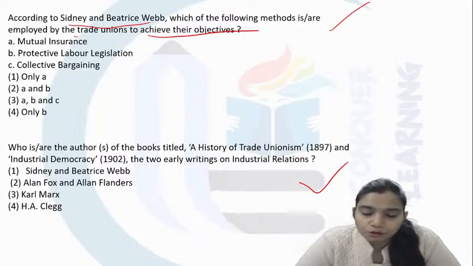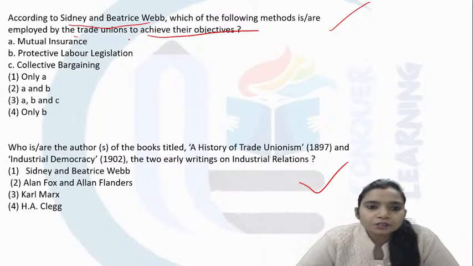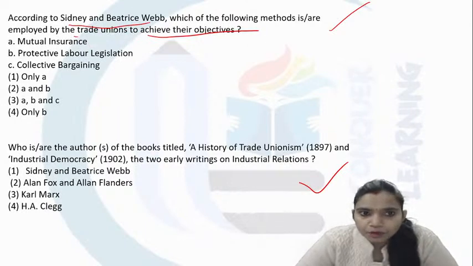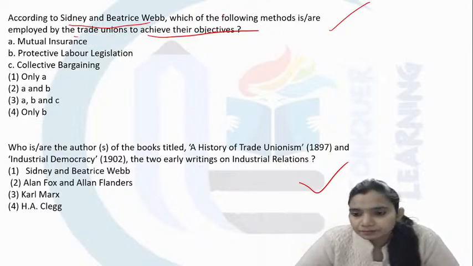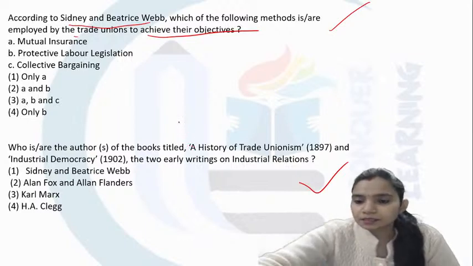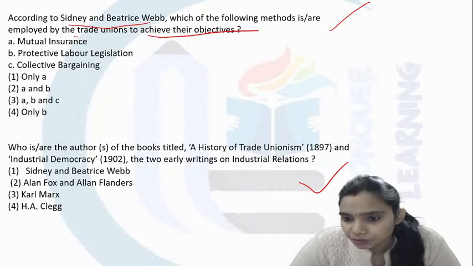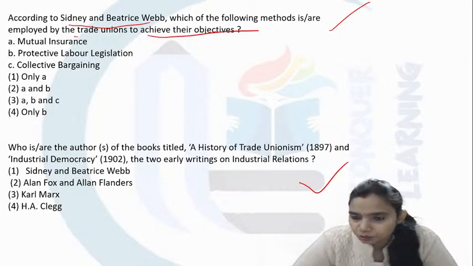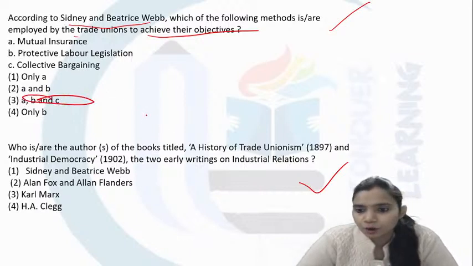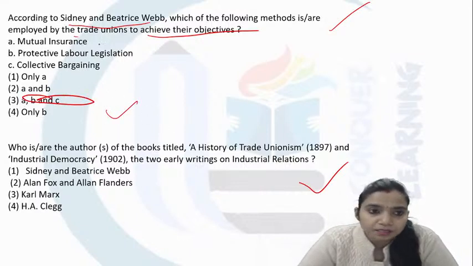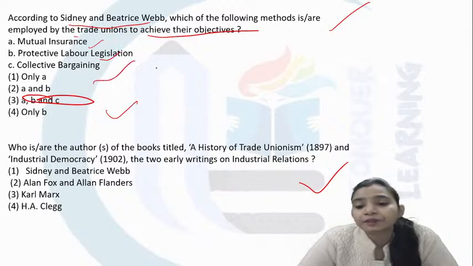Which options are they? Just now we studied. According to Sidney and Beatrice Webb, which of the following methods is or are employed by the trade unions to achieve their objectives? No one is answering. Quick, Tarun has answered 3. Divya Jyoti has answered 3. Kunmun has answered 3. Correct. So the answer is A, B, and C. Option number 3 is your correct answer. All 3 are given by Webb.